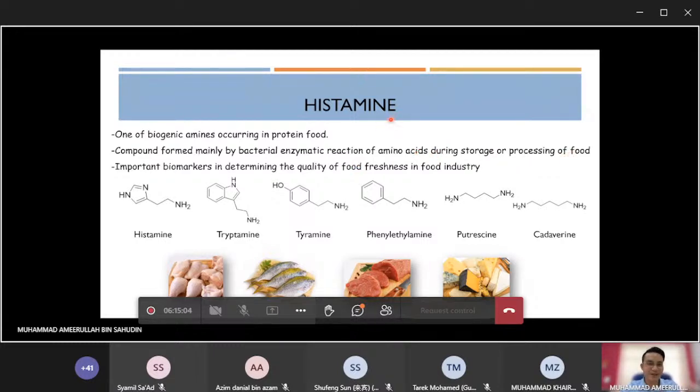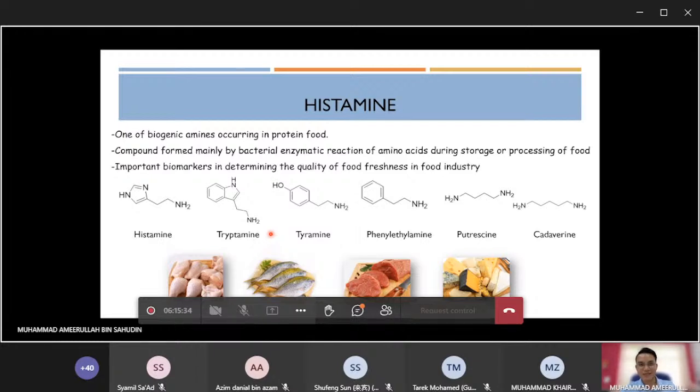Other than histamine, there are a lot of related biogenic amines, for instance tryptamine, tyramine, phenylethylamine, putrescine, and cadaverine. But the most widely studied is histamine. It is an important biomarker in determining food freshness in the food industry. But when we see food packaging, we cannot justify the quality or freshness of the food by looking at its physical appearance.